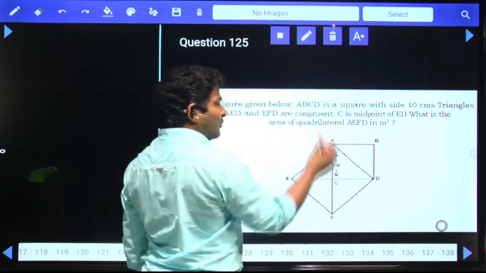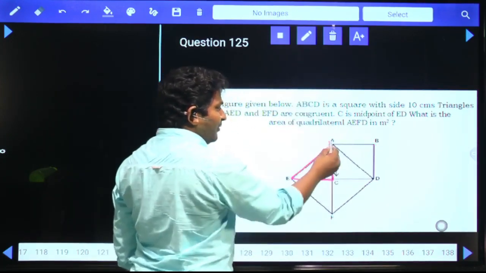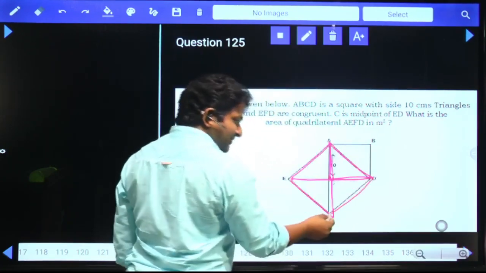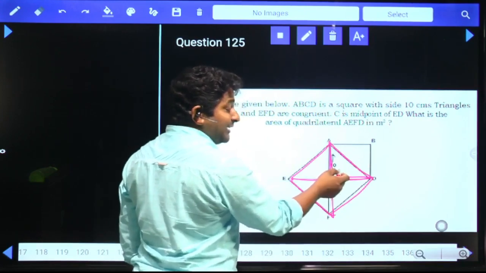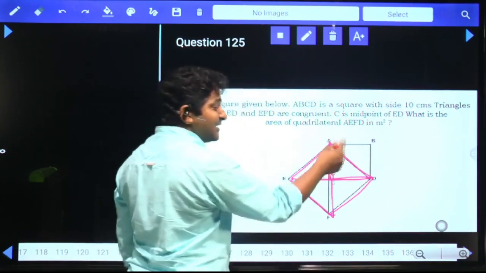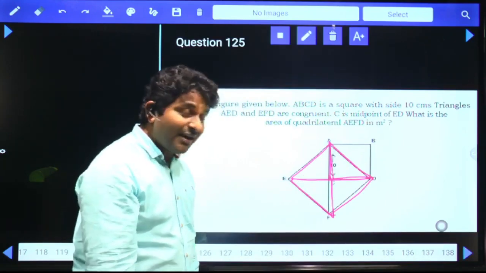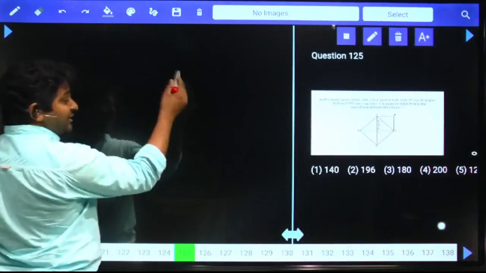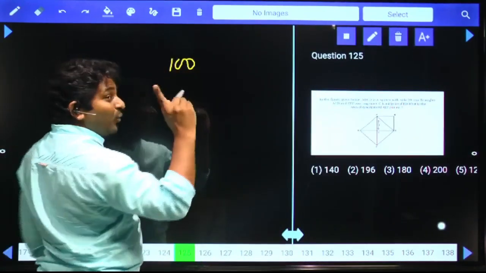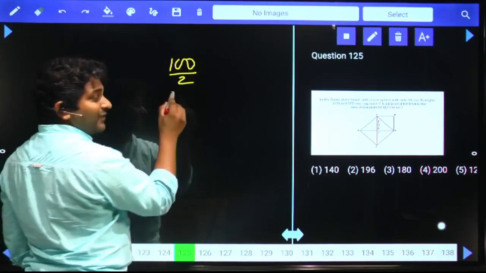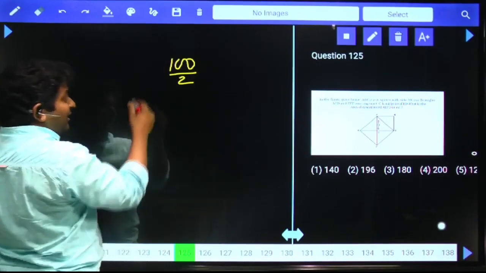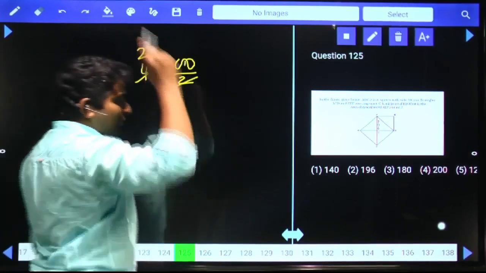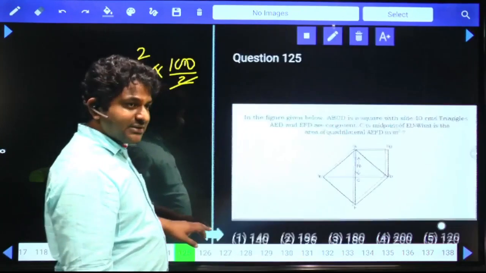AEFD. Now for the quadrilateral we have 4 equal triangles, where one triangle area is equal to exactly half of square ABCD area with the side 10. Then square area is equal to 10 square, that is 100. One triangle area is equal to half of this. Like that, in our quadrilateral, how many triangles are there? 4 triangles are there. 2 times 2 into 100, 200. Fourth option is our answer.